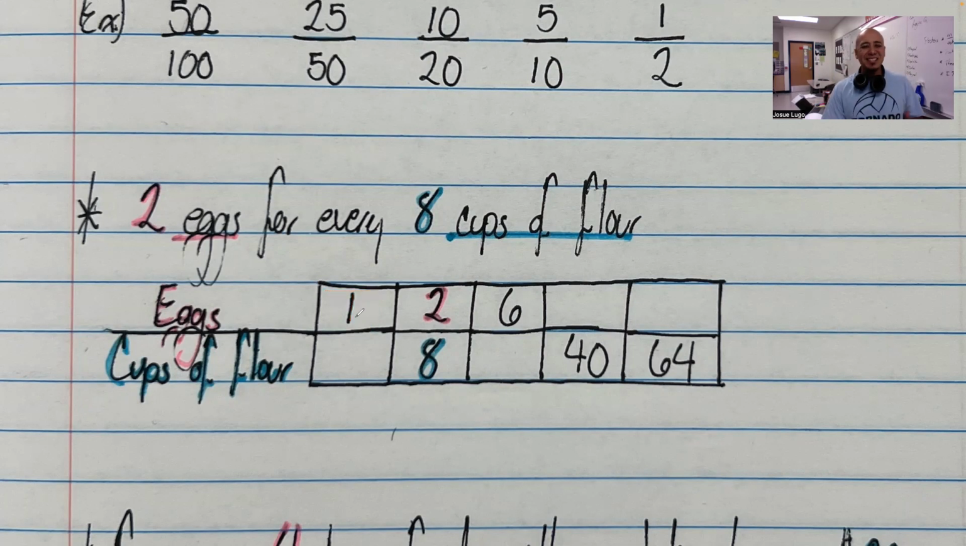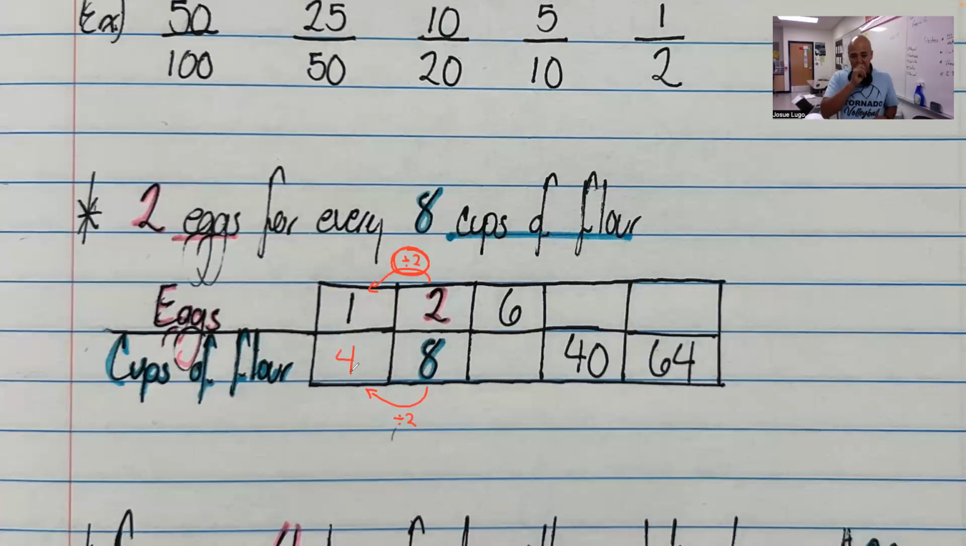But if you want it to taste the same, you want to make sure that you have the same relationship between the eggs and the cups of flour. So how can you do that? Well, how can you get from 2 and make it into a 1? Obviously, we need to divide 2 by 2, right? But since I'm doing that to the numerator, I have to make sure that I do the same thing to the denominator. So what do I have to do to the 8? Well, I have to divide 8 by 2. And what is 8 divided by 2? Well, that is 4.